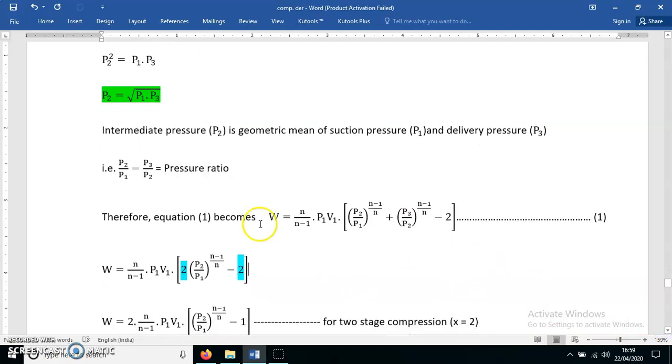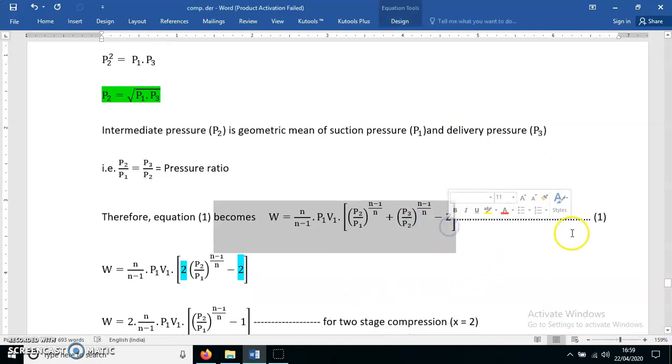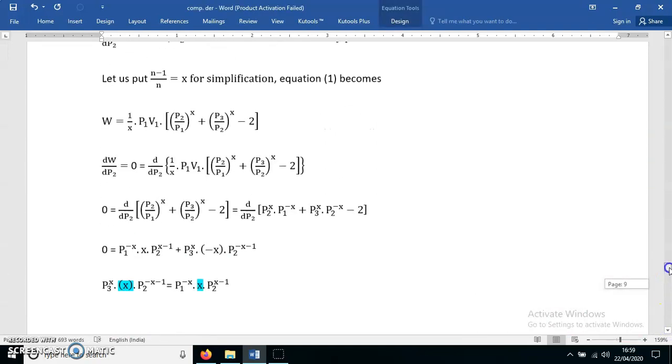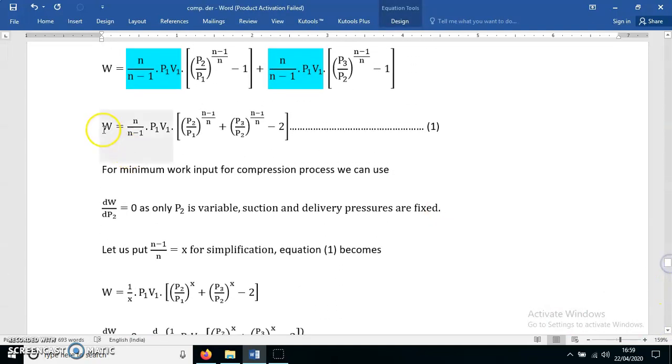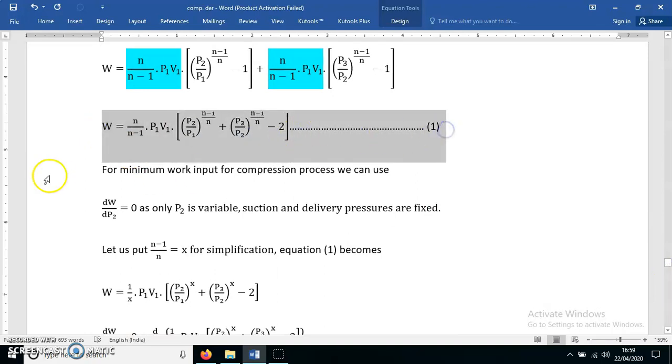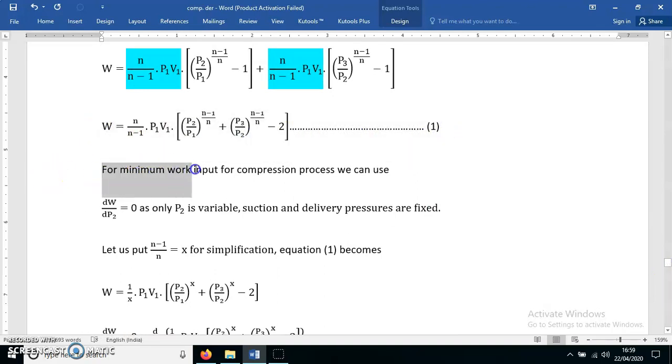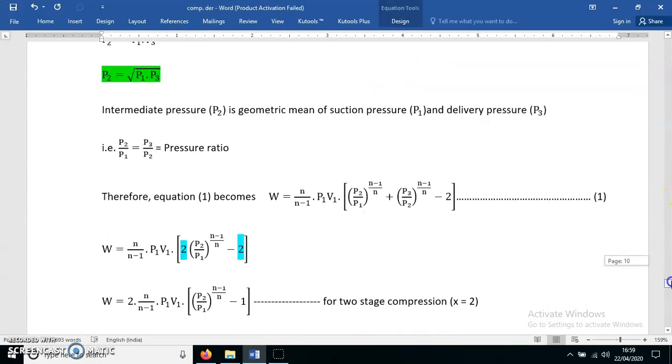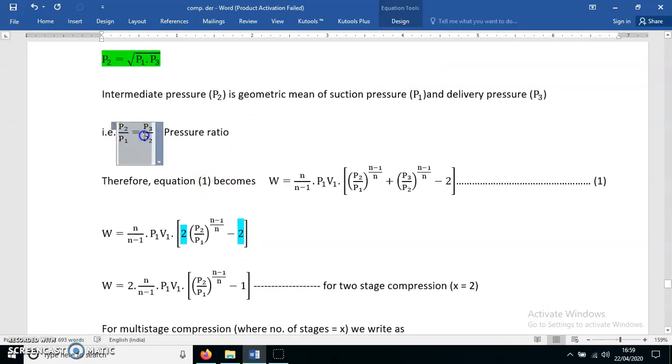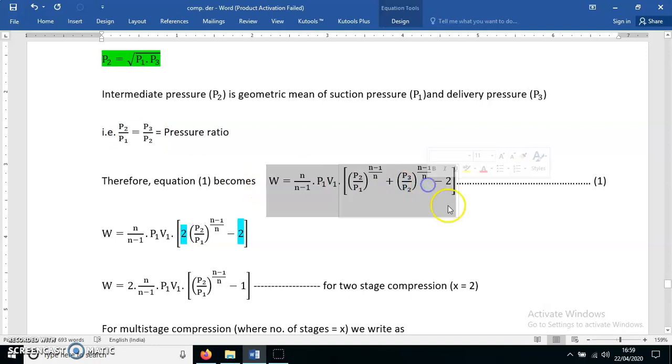Okay. Now, this is equation 1. You can see this is already known to you. This is expression 1, and from here onward we are trying to minimize the work. We are trying to calculate the value of P2. Now you have obtained the value of P2. This is the pressure ratio. P2 by P1 is P3 by P2, and this is the equation we have obtained.